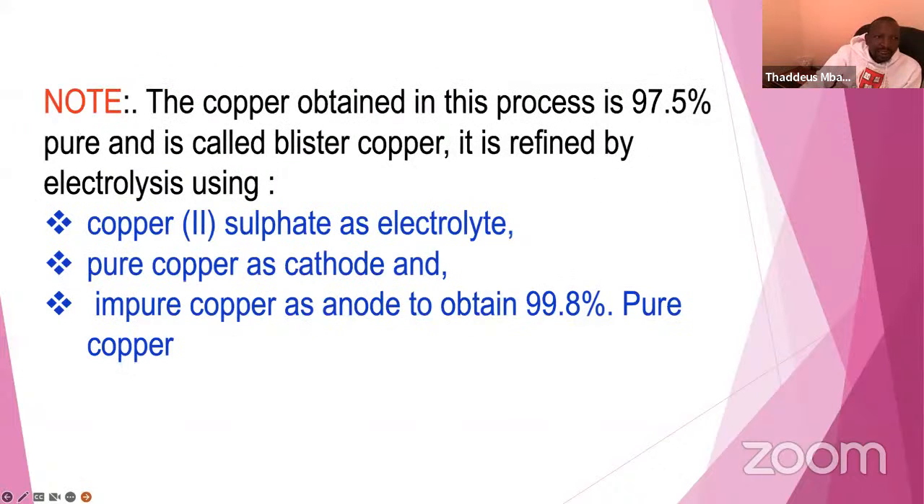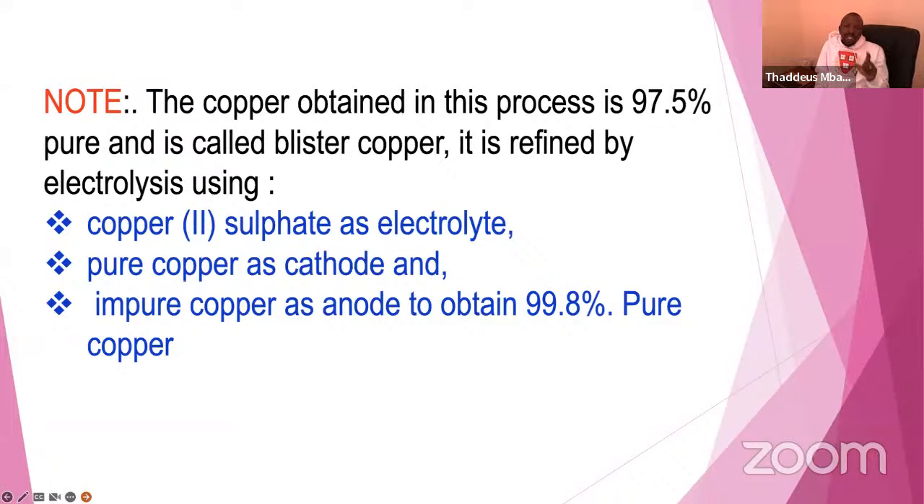Now we go. The copper obtained in this process is 97.5% pure, and it's called blister copper. It is refined by electrolysis. We are saying the copper we obtain here is not pure. It is just 97.5%. And remember, these impurities will interfere with the electrical conductivity of the copper, so they have to be removed to make it a better conductor.